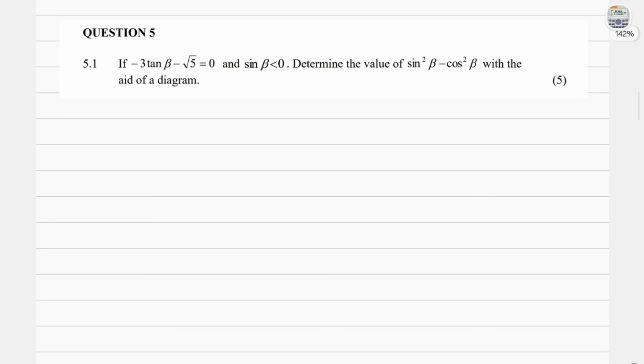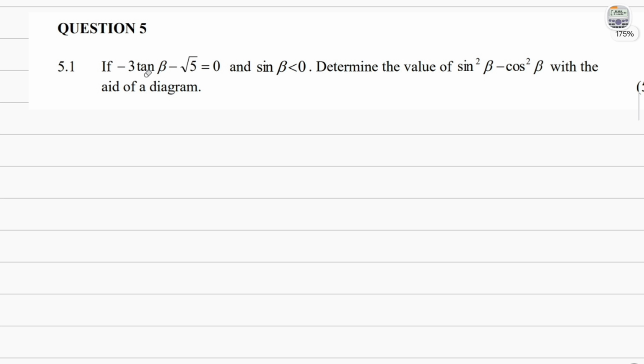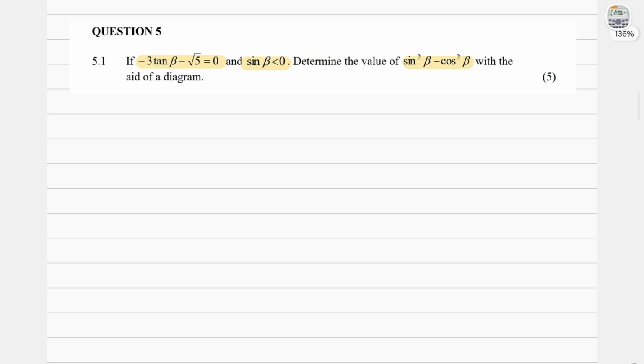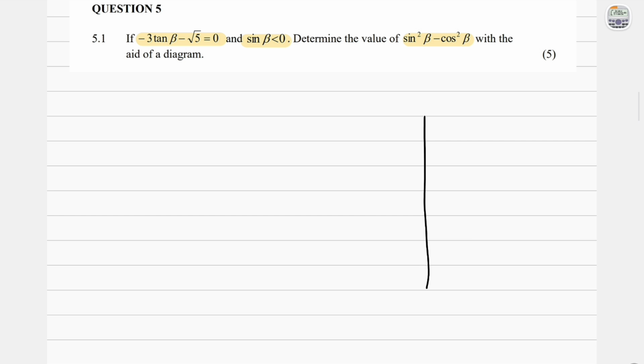Question 5, 5.1 says, if -3 tan beta minus the square root of 5 is equal to 0 and sine beta is less than 0, and then straight away you can already see they're giving you information about a trig diagram. And they say, determine the value of sine squared beta minus cos squared beta with the aid of a diagram. Okay, so let's go ahead and put our CAST diagram down.